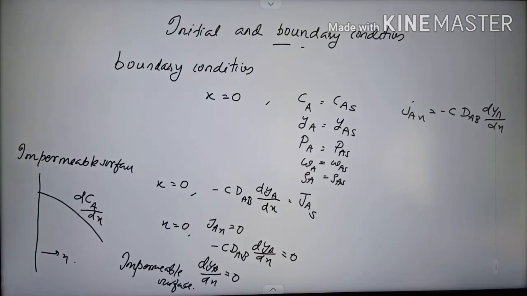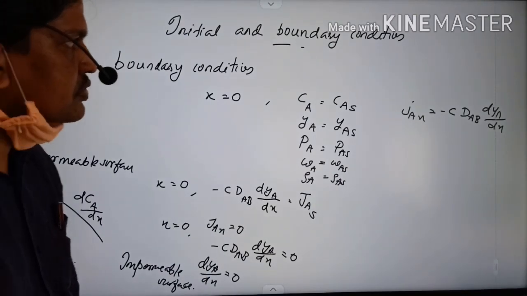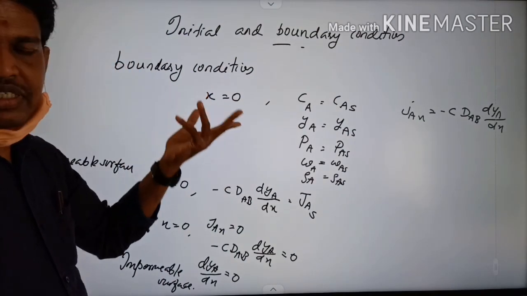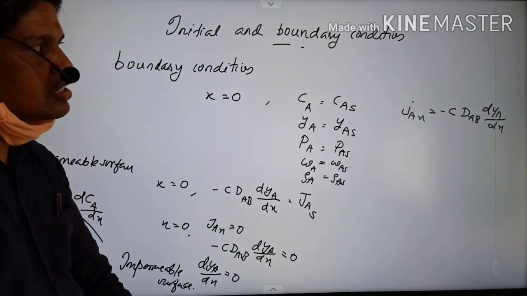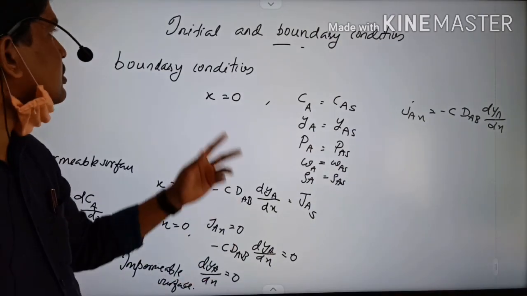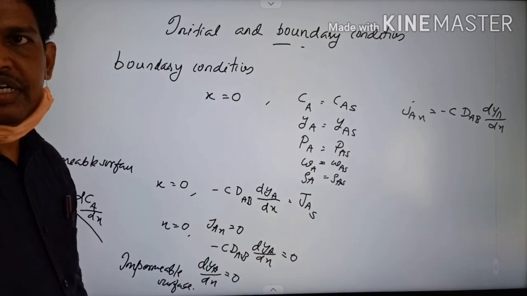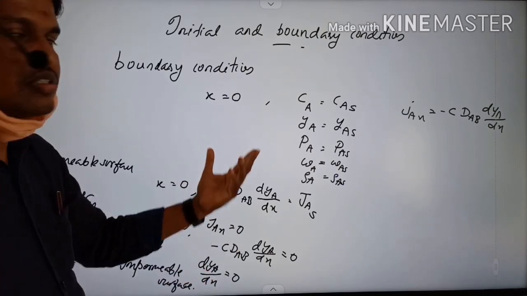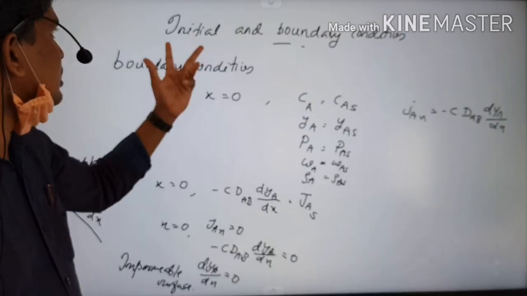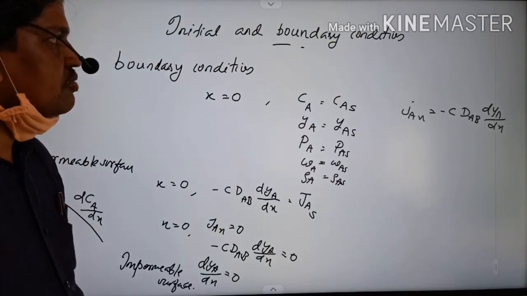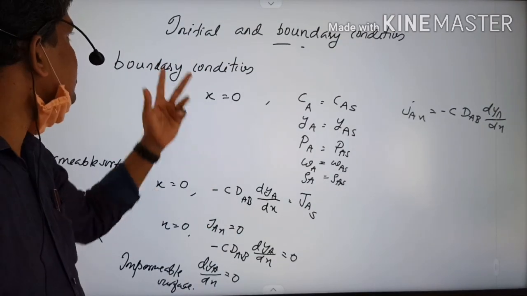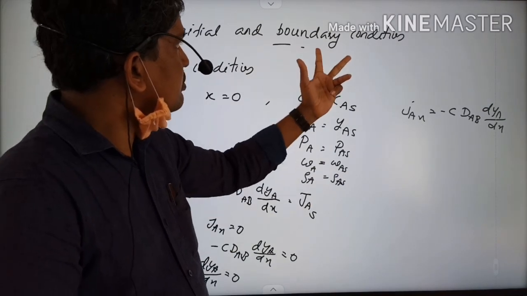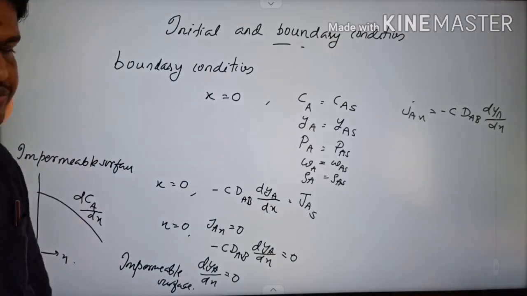These are the various boundary conditions that we use for solving these equations. We need an initial condition in the case of unsteady problems. For unsteady state, we need the initial condition at time t equal to 0, the concentration. But for steady state we forget about the initial condition, so we need only the boundary conditions.